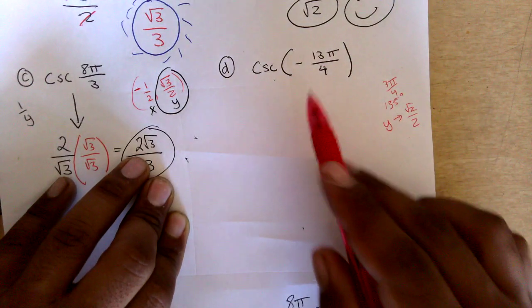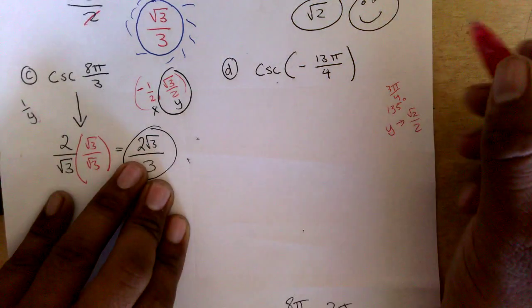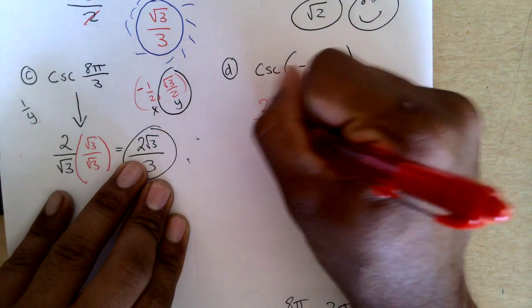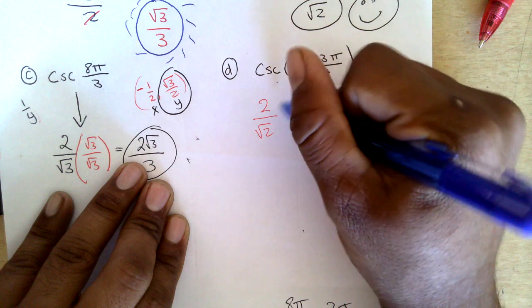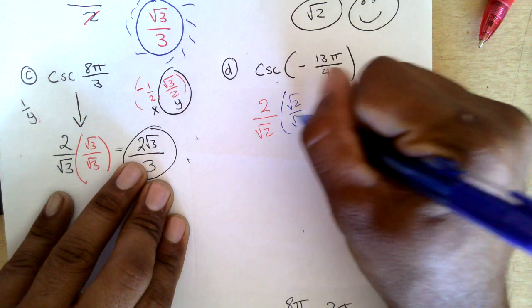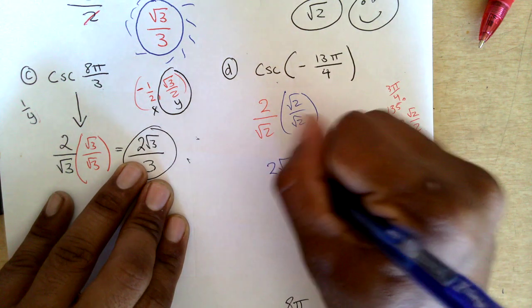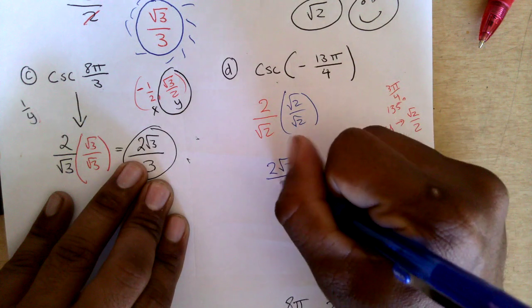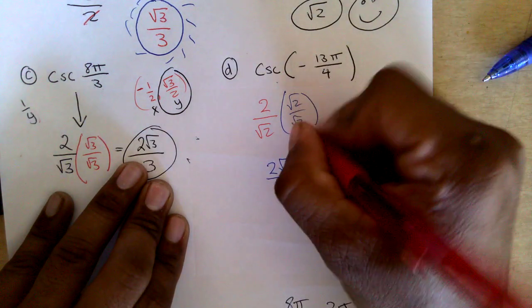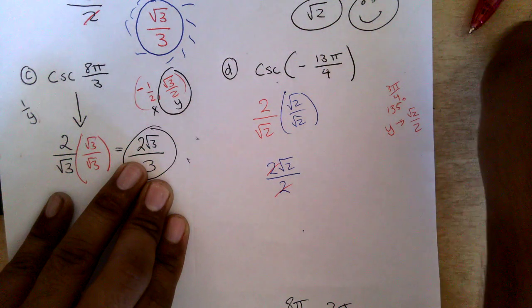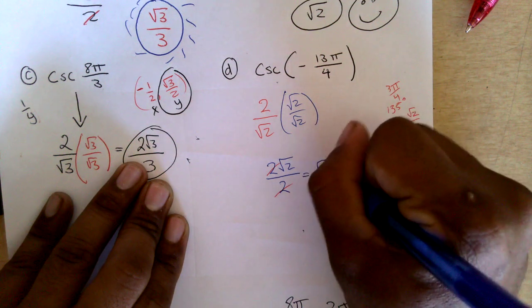Well, we want the reciprocal of that because cosecant is 1 over y. So we're going to flip it. We're going to say 2 over root 2. And then we'll rationalize it like that. And at a certain point, you don't have to show this work anymore. At least I won't ask for it. And you get root 2.